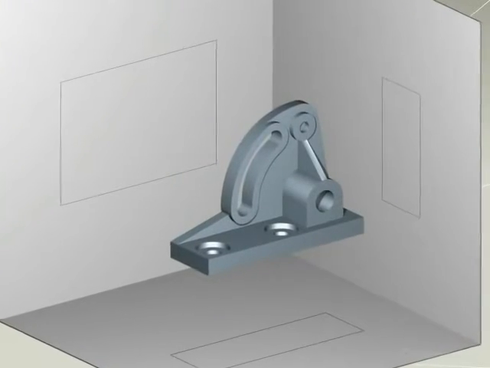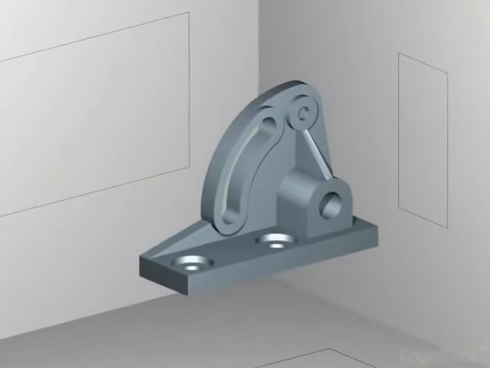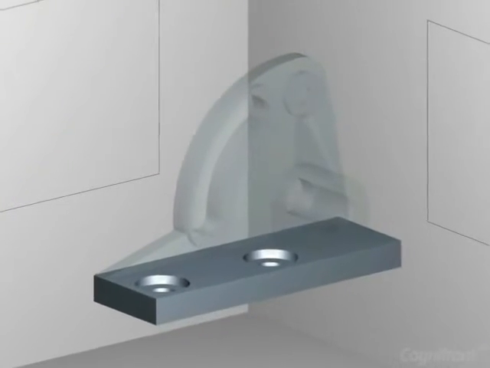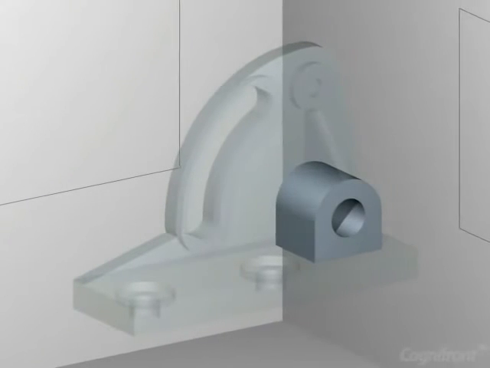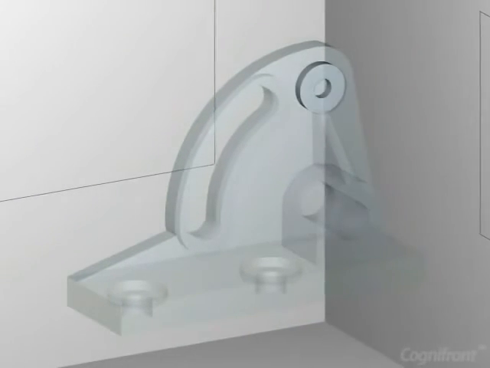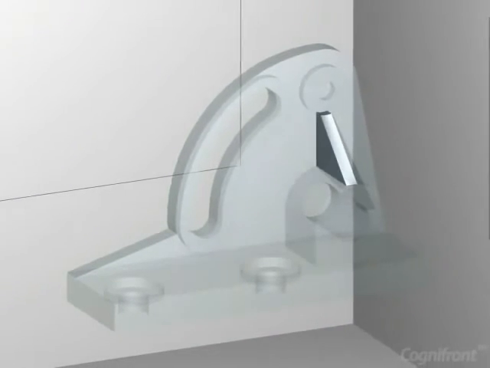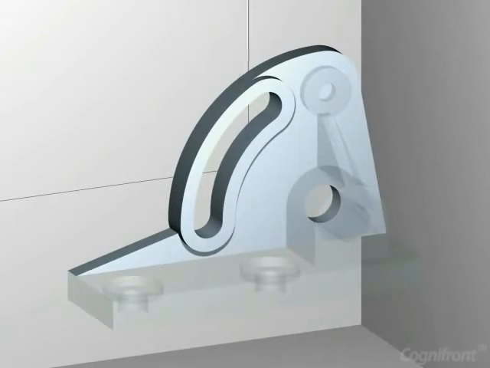Observe primary parts of this object: base plate with spot holes, semi-cylindrical extrusion, boss hole, rib and slotted vertical plate.